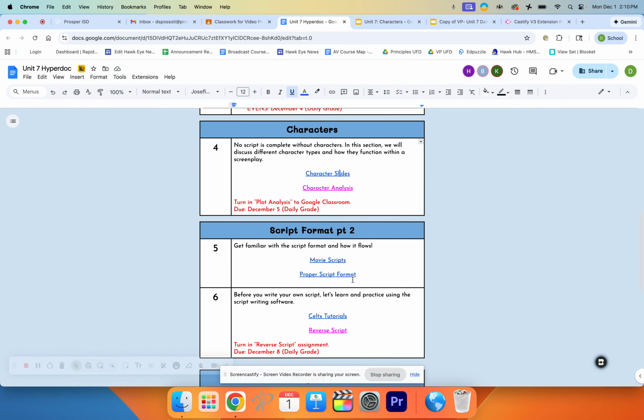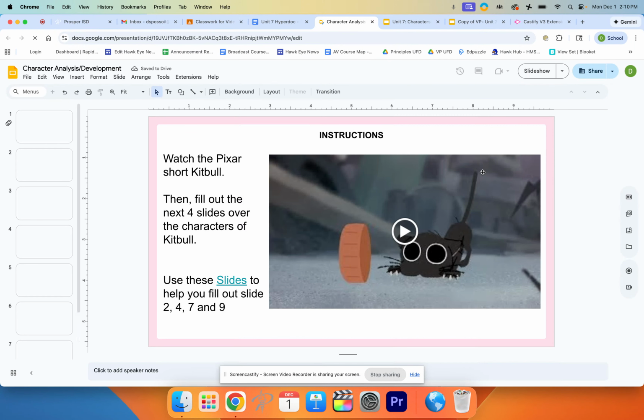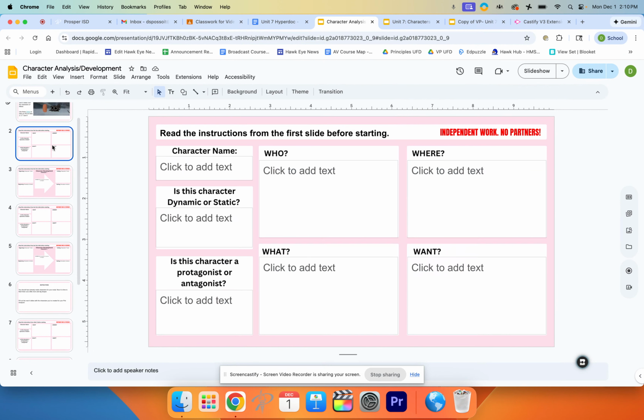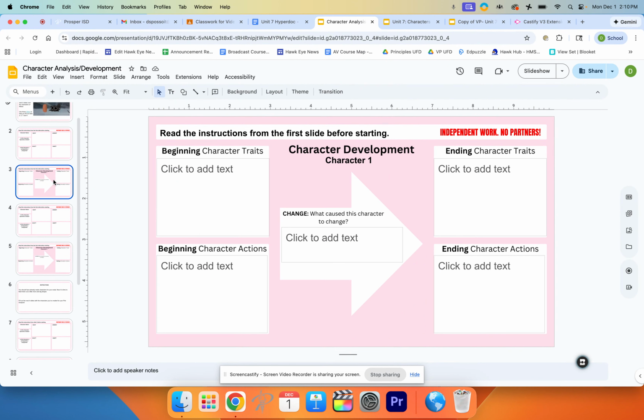Okay. So here's the assignment, character analysis. Very similar to plot analysis. We're going to watch this short film called Kit Bull from Pixar. After watching it, the first slide is going to be about the cat. You're going to say the character's name. You can just call it cat. Is it dynamic or static? Is it a protagonist or antagonist? Who, what, where, and want? And then, what was the cat's beginning character traits and actions? What is the change? What is the ending? Okay, hint. If this is a static character, the stuff in the beginning probably looks similar to the stuff in the ending. Whereas if it's dynamic, this should look different than over here.